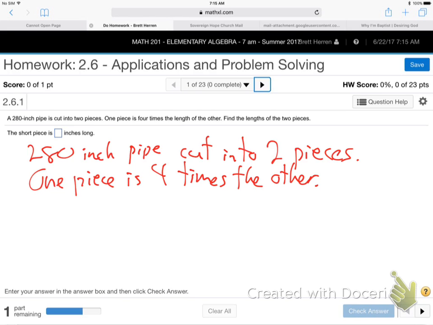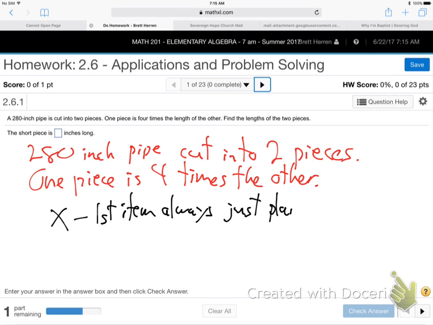So you would go 4x plus 1x, and then divide that into 280. Yes, very good. So that's the plan. This whole section is going to be word problems. When you do word problems, you're always going to let one of the items be x. Plain, simple x. First item is always just plain x, in almost every word problem that you encounter.